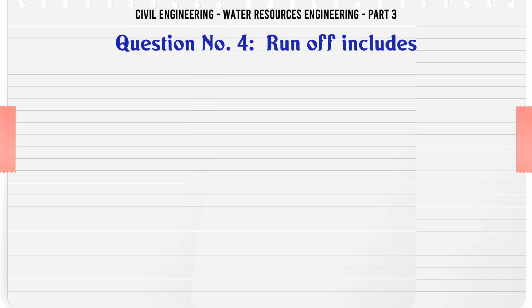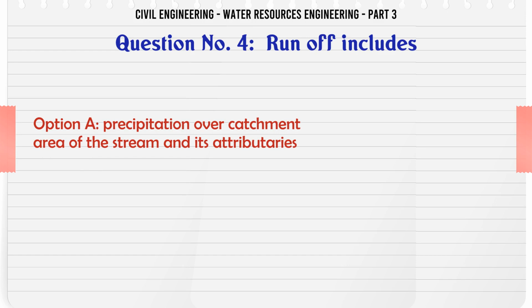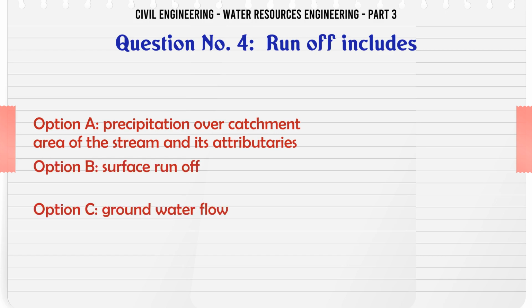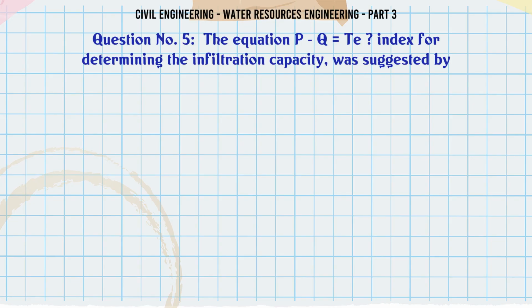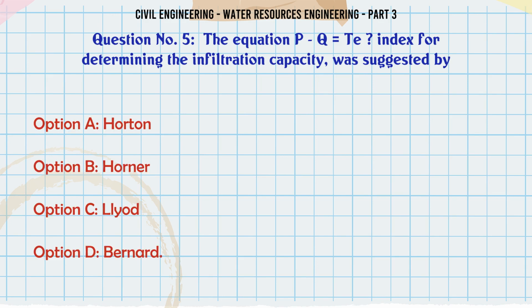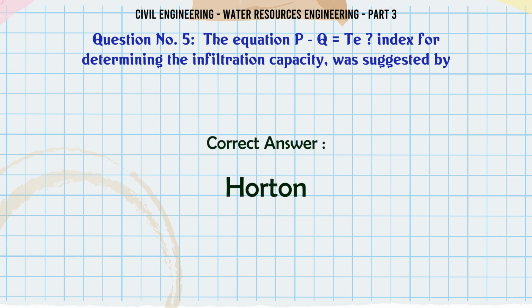Runoff includes: A. Precipitation over catchment area of the stream and its tributaries. B. Surface runoff. C. Groundwater flow. D. All the above. The correct answer is all the above. The equation for determining the infiltration capacity was suggested by: A. Horton, B. Horner, C. Lloyd, D. Bernard. The correct answer is Horton.